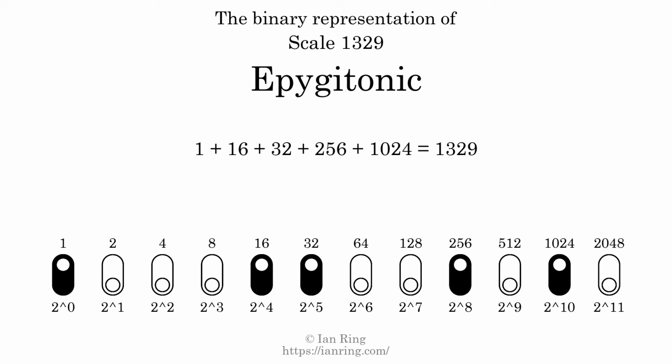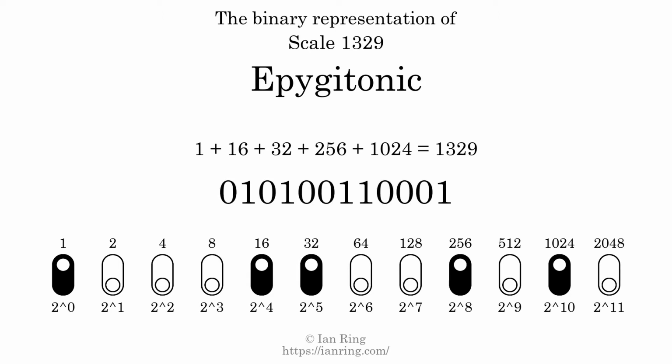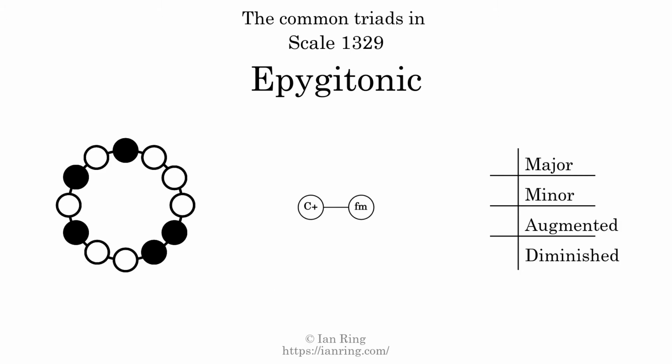1329. The scale number not only enumerates the scale with a unique index, but it also literally describes the tonal content of the scale. Represented as a binary number in base 2, the scale number is 010100110001. Here are the common triads present in this scale.